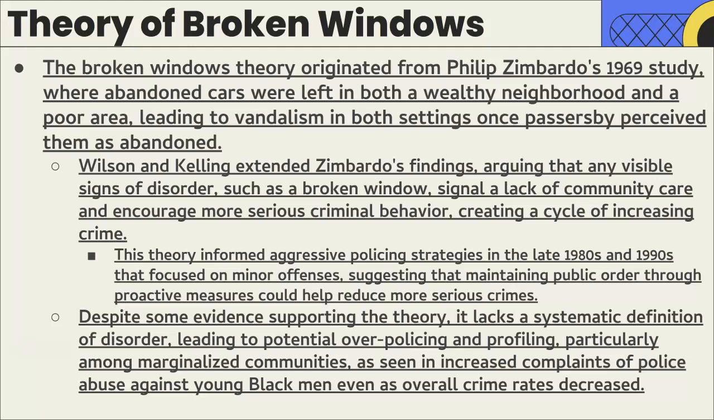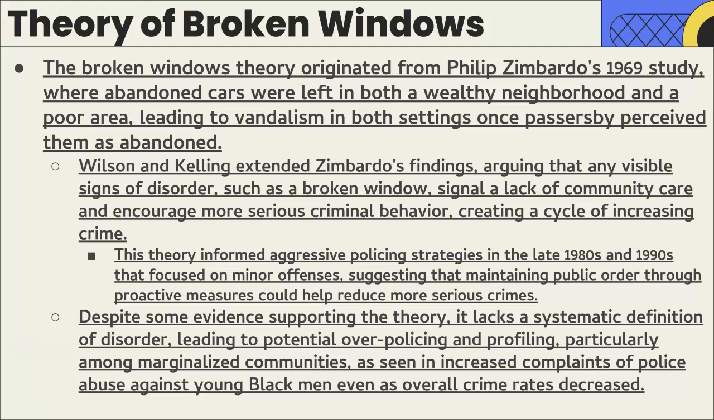Okay, so target hardening and zero tolerance policing are based on the broken windows theory, which comes from a study by social psychologist Philip Zimbardo in 1969. So Zimbardo left cars without license plates and with their hoods up in two very different neighborhoods, the wealthy community of Palo Alto, California, and a poor area in the Bronx, New York. In both places, the cars were vandalized once people, regardless of their race or class, saw the vehicles appeared abandoned.